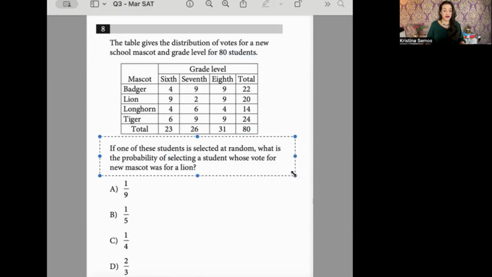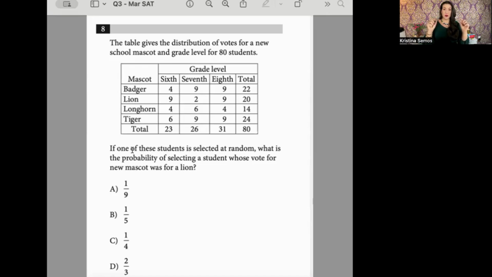So if one of these students is selected at random, what is the probability of selecting a student whose vote for new mascot was for a lion? So notice they said a couple things. We need to know, what group are we picking out of? Are we picking out of all the students? Are we picking out of only the eighth graders? Are we picking out of only the people who voted for lion? Like, what are we picking out of? And then what is the thing we really want, right?